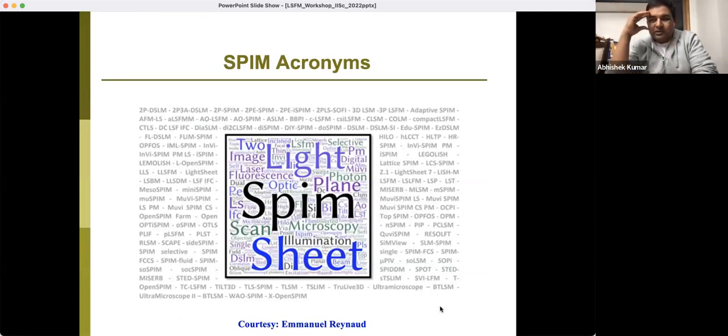I just wanted to put this slide, not to overwhelm all of you, but there are more than 130 acronyms by now. And this is compiled by our Emmanuel. And that tells you that when SPIM or light sheet systems took rebirth 15 years ago, suddenly this field has exploded. There are so many different variants people have developed for specific applications, and there are so many acronyms.